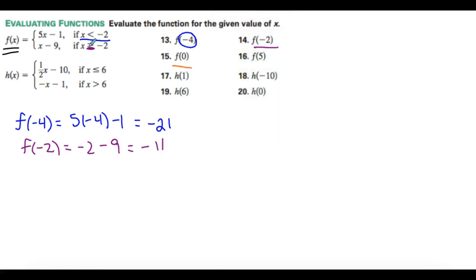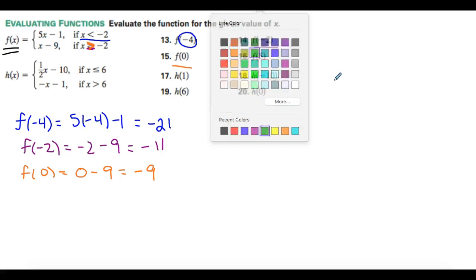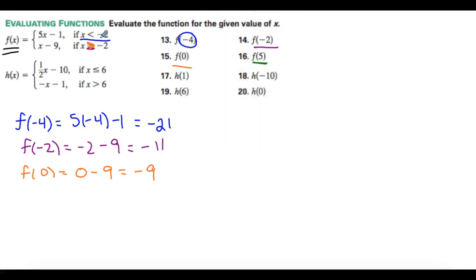0 is more than negative 2, which means it applies to the second domain. So f of 0 would be 0 minus 9, which is negative 9. And then one last example for our f problem, f of 5. 5 again is more than negative 2, so f of 5 would be 5 minus 9, which is negative 4.